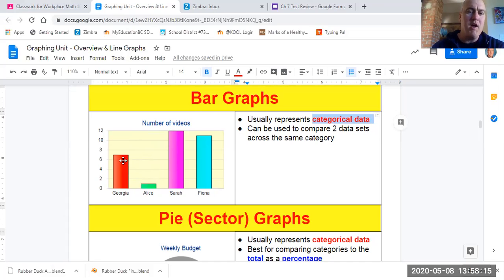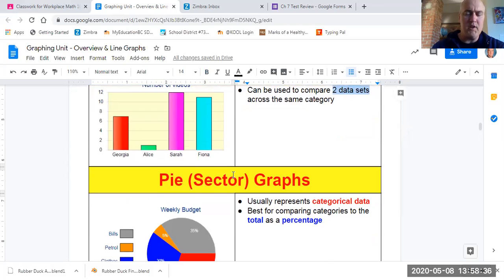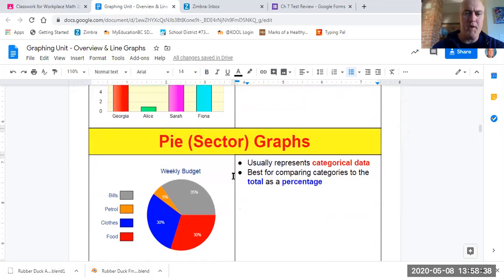So we may have two different types of comparisons, one being action videos and the other being dramas videos, right? So we could have two bars here as well. In this case, we would have two different types of data sets that we can still show across the same category, in this case being these 4 people. So bar graphs are oftentimes used for categorical data.